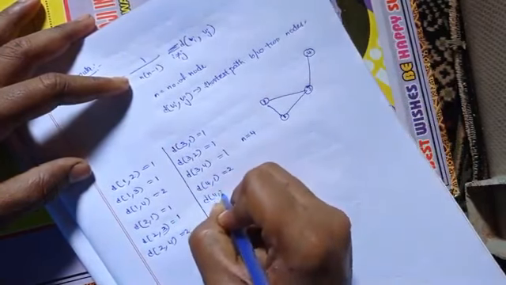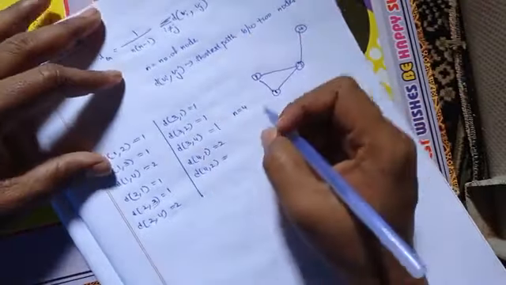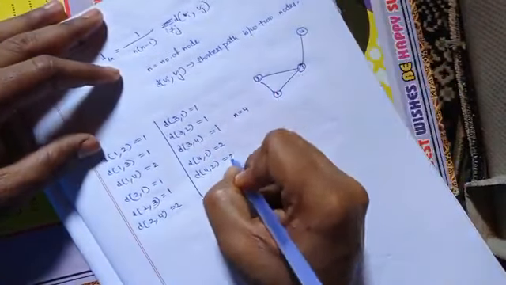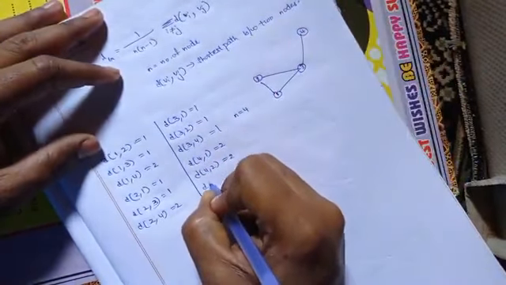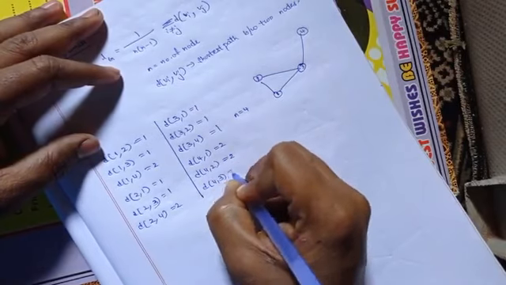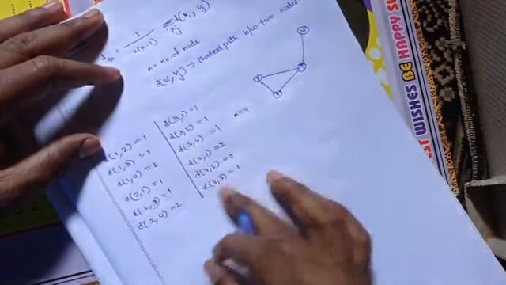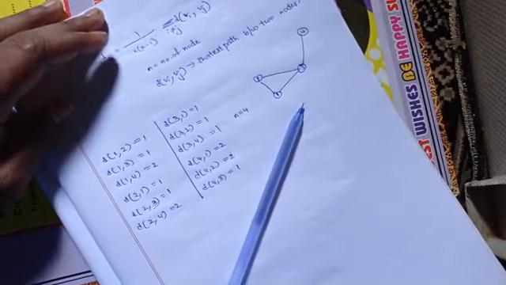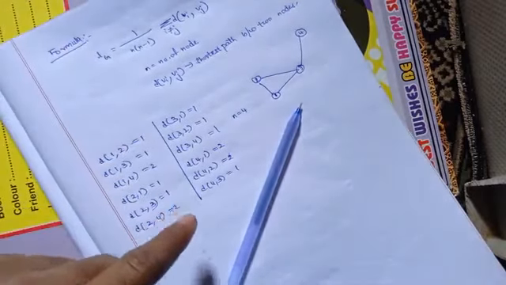For 4 to 2 we required 1 to 2. So for 4 to 3 we required only 1. So we have found all the distances. That is nothing but the shortest paths between each and every vertex.